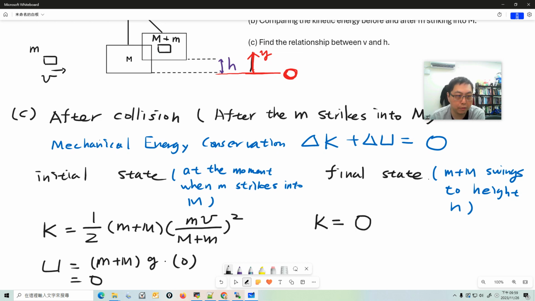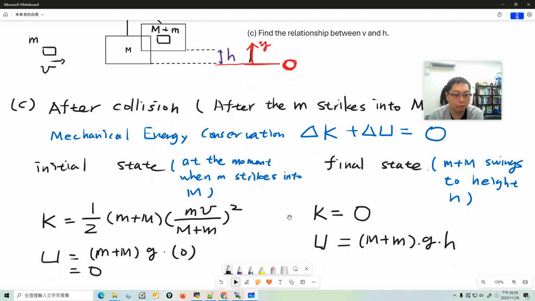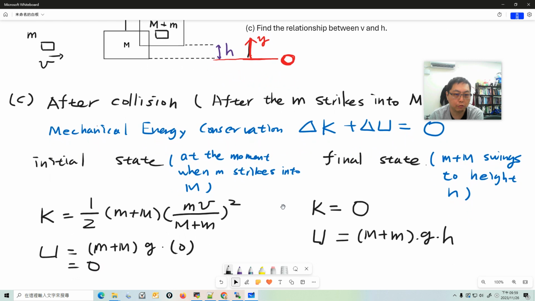But at this moment, we have the gravitational potential energy, which is M plus m, times g, times the height small h. Hope you can recognize this. After the inelastic collision, it becomes an energy conservation problem. You carry a velocity or kinetic energy and transform it to a potential energy. So we can put all the information into delta K plus delta U equals zero.